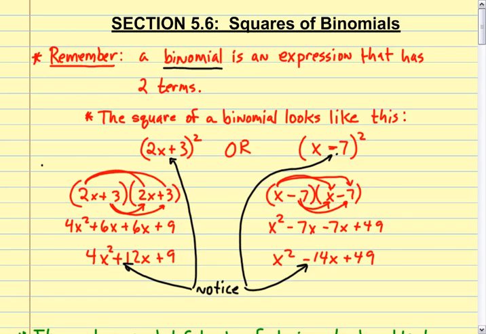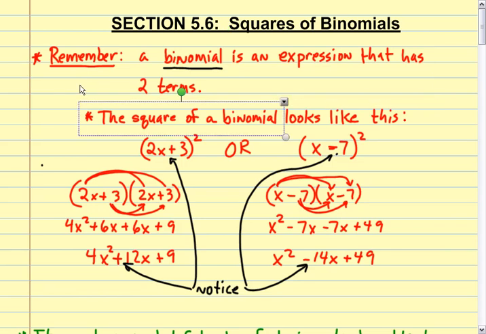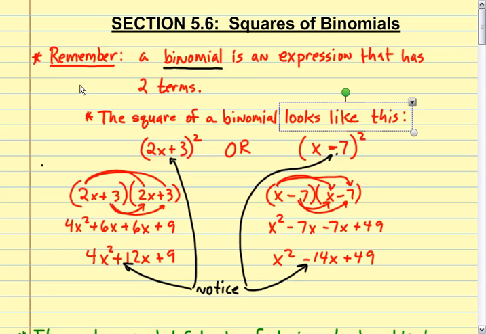Okay, folks, section 5.6 is the square of binomials. I know I've got a lot of stuff going all over the place here, but let's just start right up here at the top. Remember, a binomial is an expression that has two terms. Now, the square of a binomial looks like this. We write it (2x + 3)² or (x − 7)².